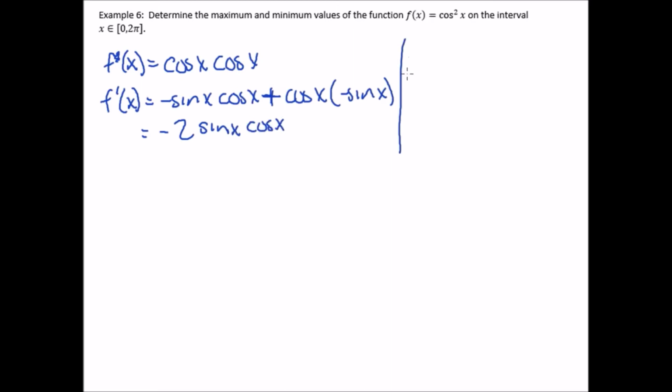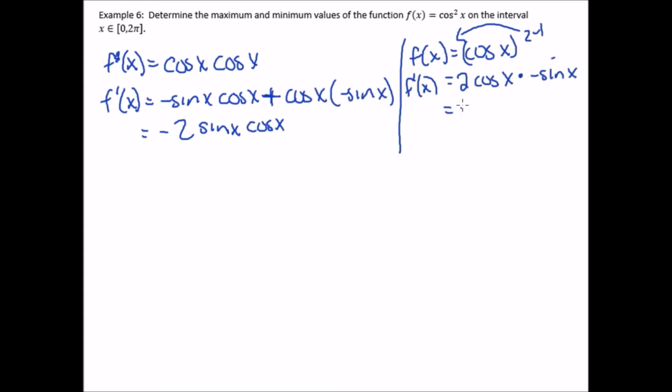Okay, I'm going to show you an alternative way of doing that derivative. So if we have cos x, it's basically cos x squared. Bring that 2 down, so f prime of x is going to be 2 cos x, and it's going to be times what is the derivative of cos x? Negative sine x. So we have -2 sine x cos x. Either way you want to do it, product rule or just the power rule, that's totally fine.